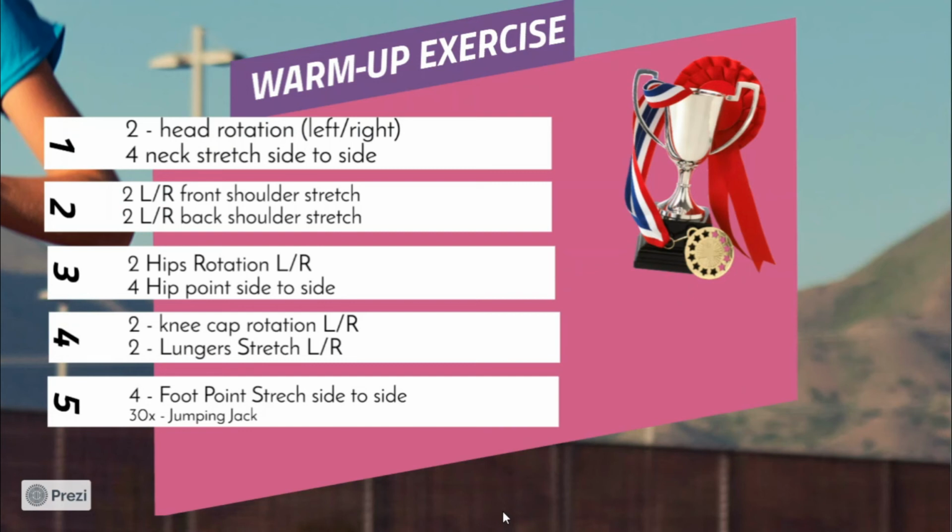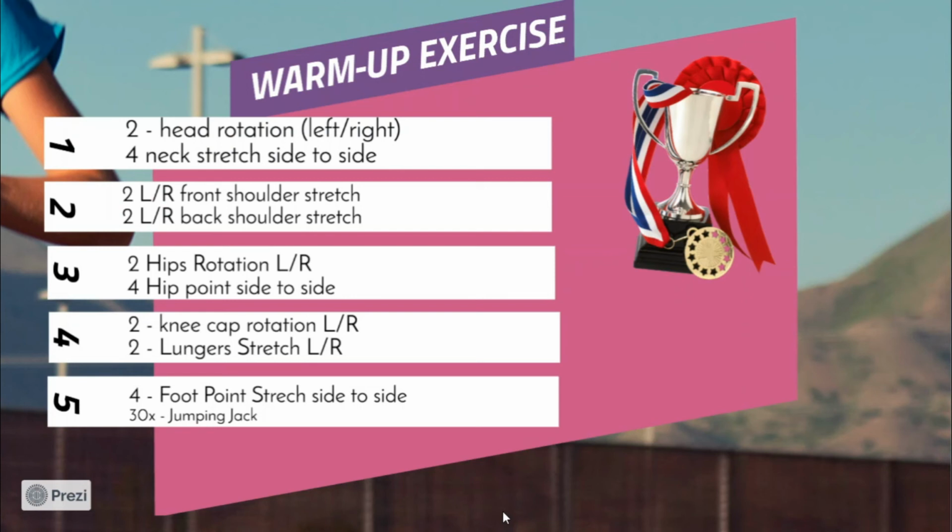Okay, so what are those warm-up exercises? There are 5 steps. Okay, and these are, on number 1, head rotation, either counterclockwise or clockwise. There is also a 4 neck stretch side to side. I know you guys are familiar with this. Number 2, there are 2: left and right front shoulder stretch, and the other is back shoulder stretch.